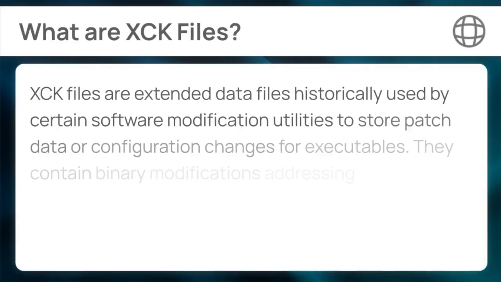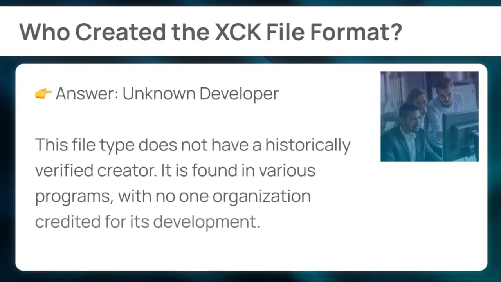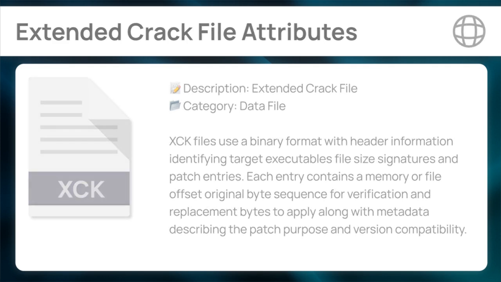XCK files are extended data files, historically used by certain software modification utilities to store patch data or configuration changes for executables. They contain binary modifications addressing offsets and replacement byte sequences used by patcher applications to alter software behavior or functionality. XCK files use a binary format with header information identifying target executables, file size signatures, and patch entries. Each entry contains a memory or file offset, an original byte sequence for verification, and replacement bytes to apply, along with metadata describing the patch purpose and version compatibility.